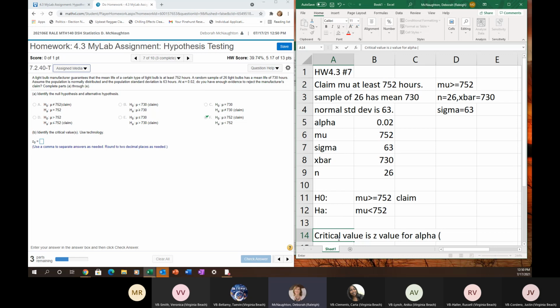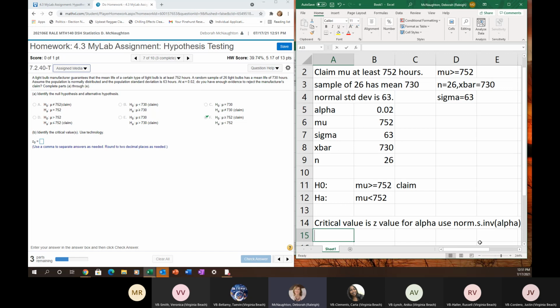So basically, this is the one that you would like. You would look up the alpha level. So whenever they ask you for this, you're going to use norm.inv, and you're going to put in for your probability your alpha level. Actually, it's standard normal, so we're going to use norm.s.inv.